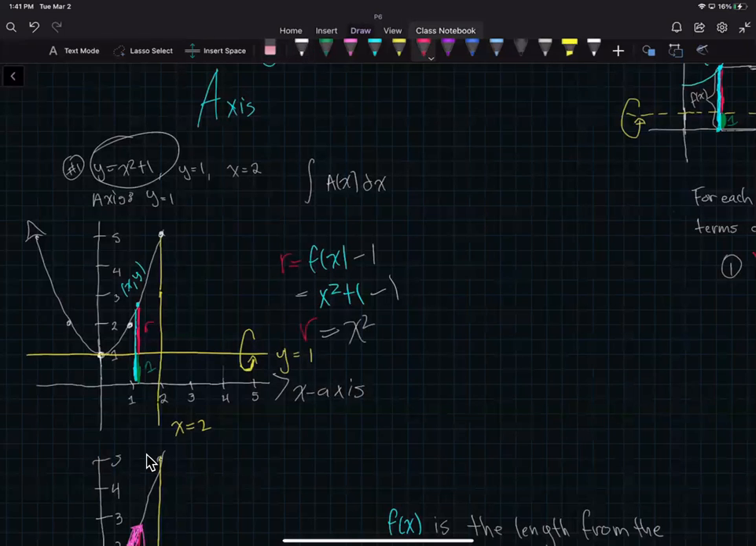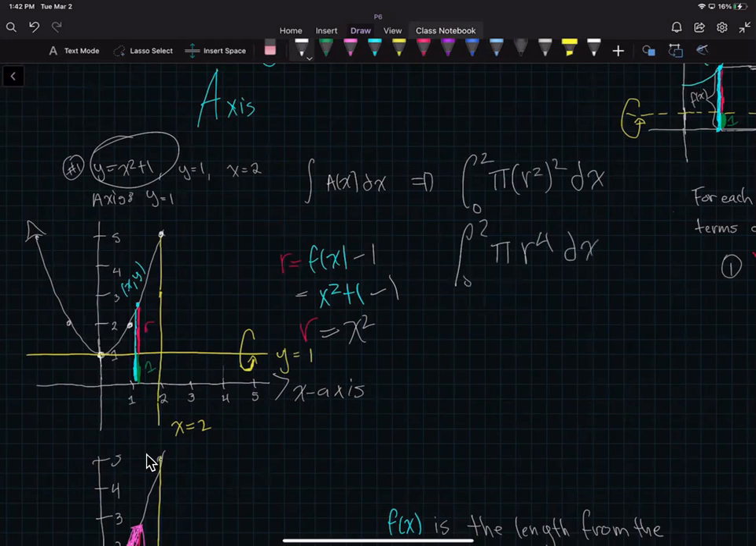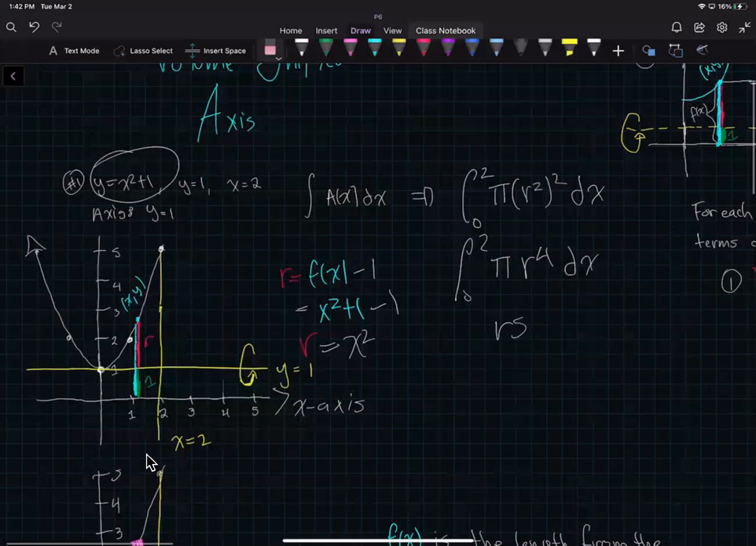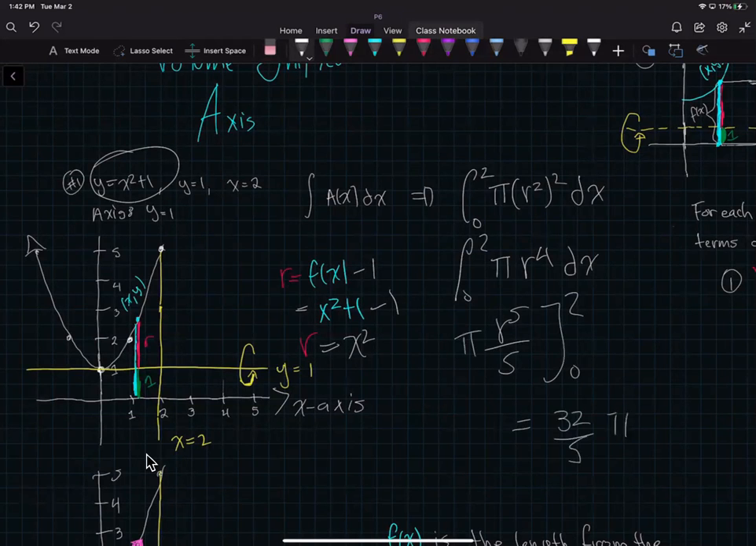So that's my R. And we can go ahead and set up my integral, which is going to be from 0 to 2, and it's going to be pi r squared dx. So from 0 to 2, pi r to the 4 dx. So that's going to be r to the 5th power over 5 from 0 to 2. So that's going to be 32 over 5 pi.